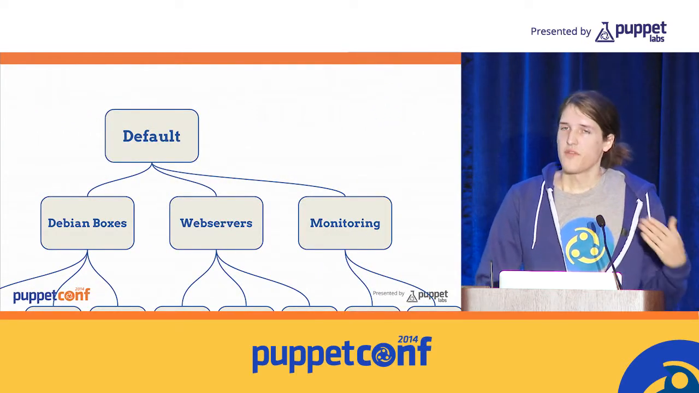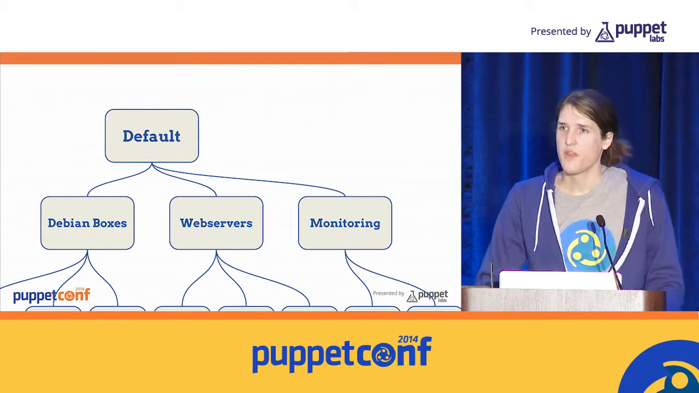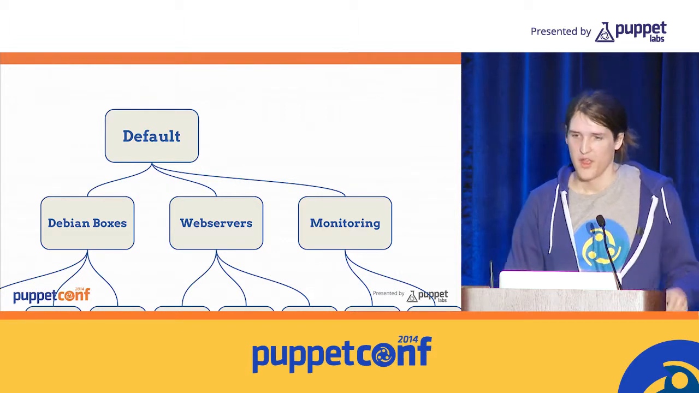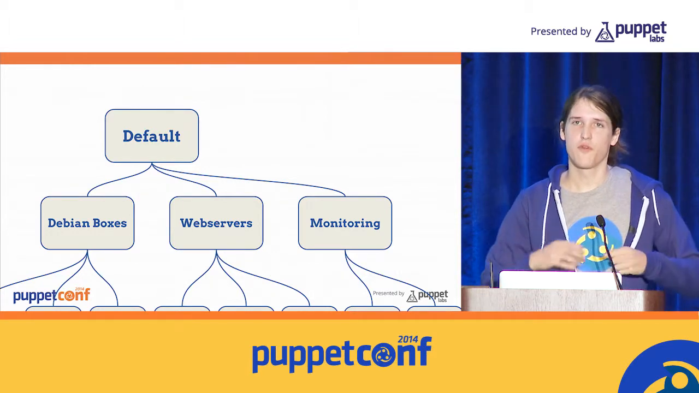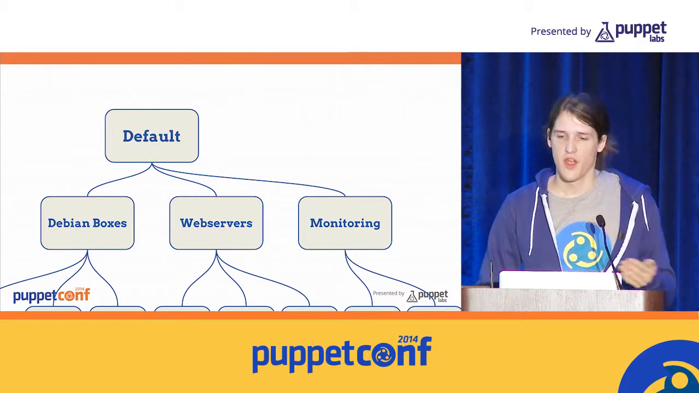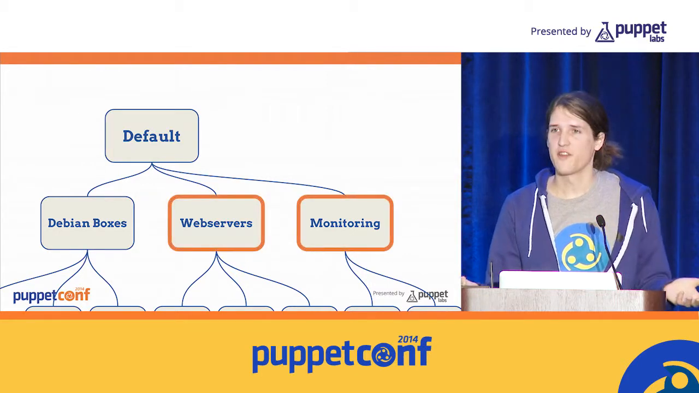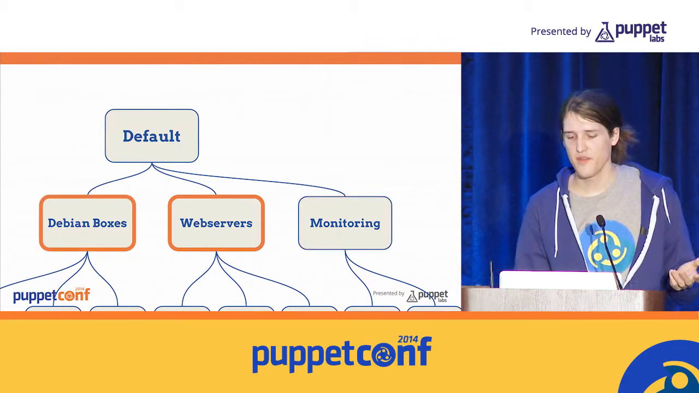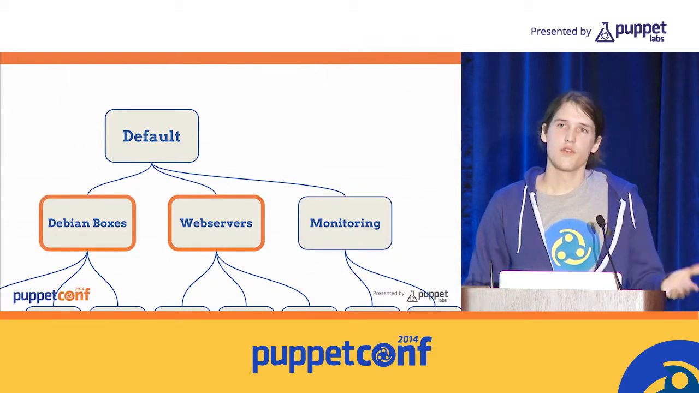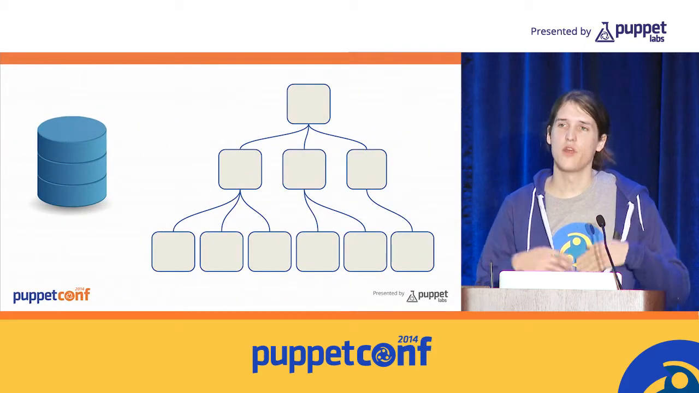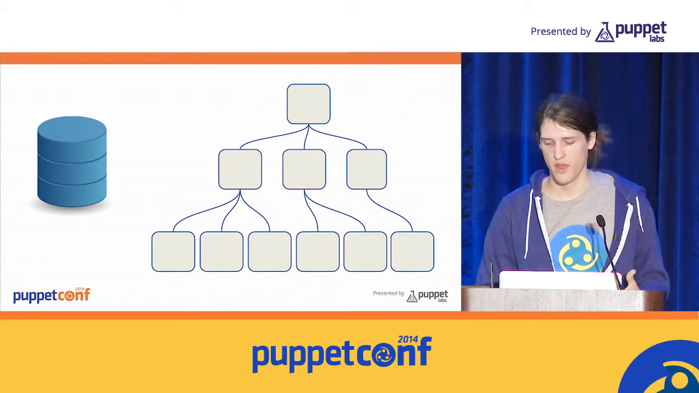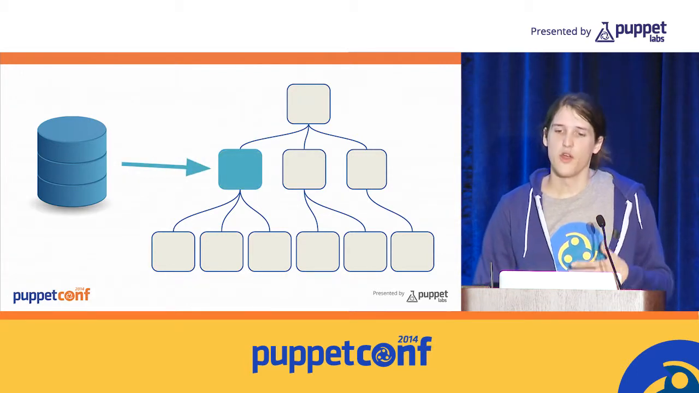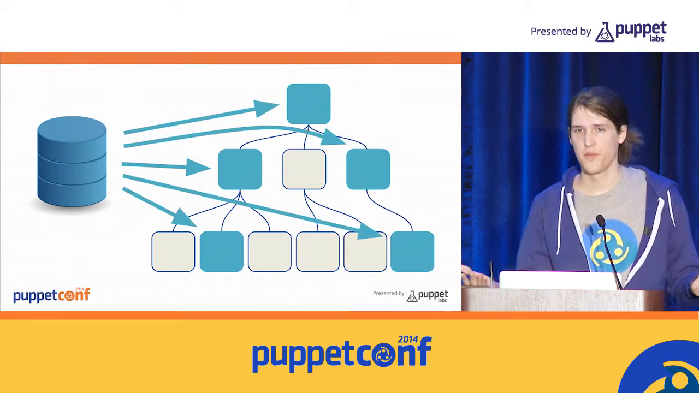Now, I've said that this is a single inheritance hierarchy, so you might be a little concerned about this example hierarchy that I have here. Because the nodes filter from the parent nodes, are you telling me that I can't have monitoring on my web servers? Or I can't have web servers that are Debian boxes? And the solution to this is that while node groups are single inheritance, a node is not restricted to matching only one node group. A node can match multiple node groups.